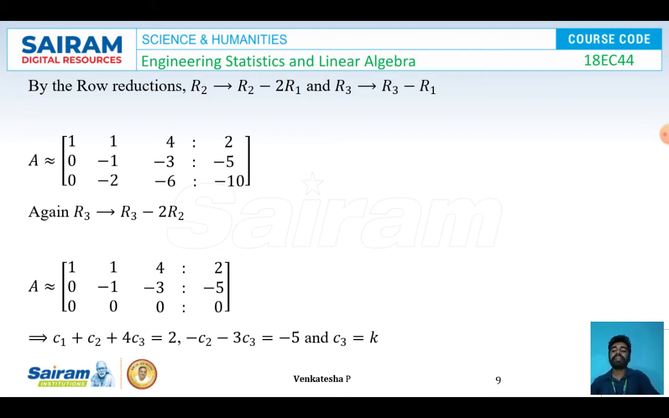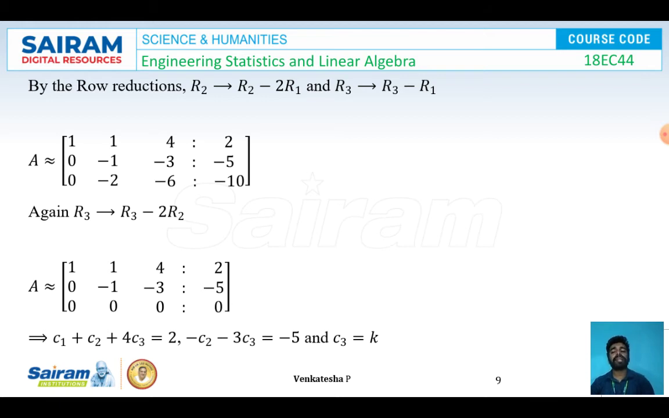So I got the matrix A: 1, 1, 4 equals 2; 0, minus 1, minus 3 equals minus 5; 0, 0, 0 equals 0. Since the last row is completely 0, we can't find the value of C3 directly. So I'm going to assume that C3 is equal to some arbitrary constant k, and from these two rows I got the equations C1 plus C2 plus 4C3 is equal to 2, and minus C2 minus 3C3 is equal to minus 5. So I'll be taking two cases for example.